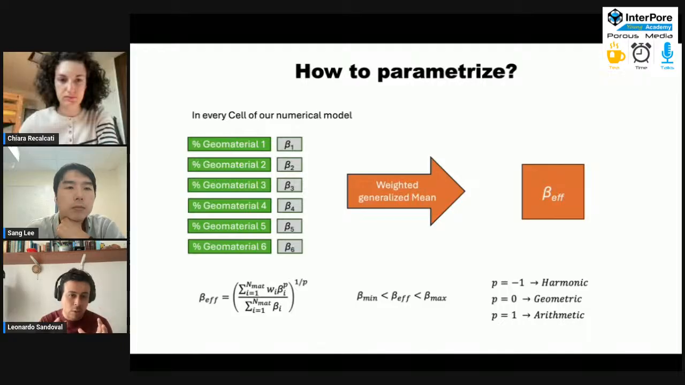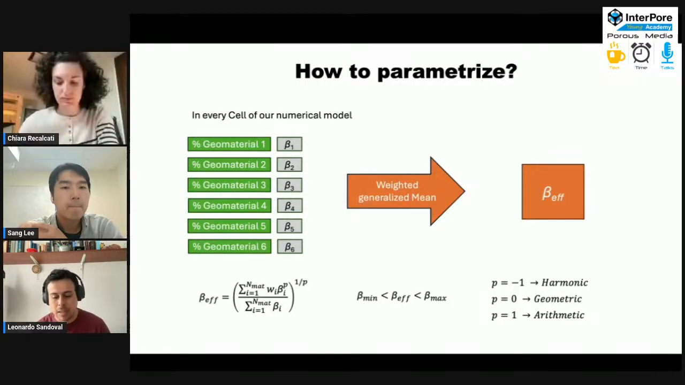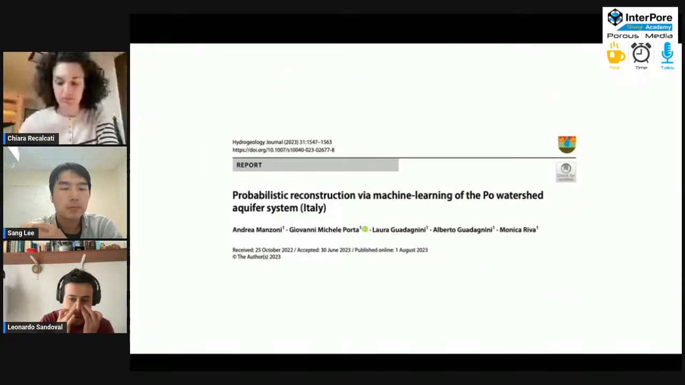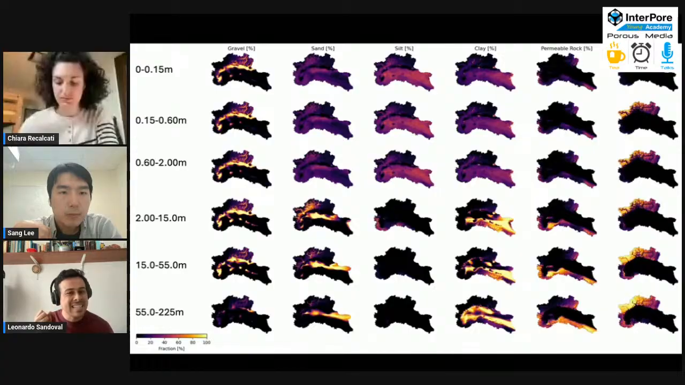So this is the methodology that we follow, but as you may imagine, obtaining the fractional composition of diverse geomaterials in each cell of the domain is itself a very hard task. But we were lucky because we were a big team, and we could rely on the results of previous research. Specifically, I could rely on the geological reconstruction of the geomaterials in the Po River district conducted by my colleague Andrea Manzoni. Using this information, we were able to recover the fractional contribution of 6 different geomaterials: gravel, sand, silt, clay, permeable and impermeable rock, in each cell and each layer of the domain.